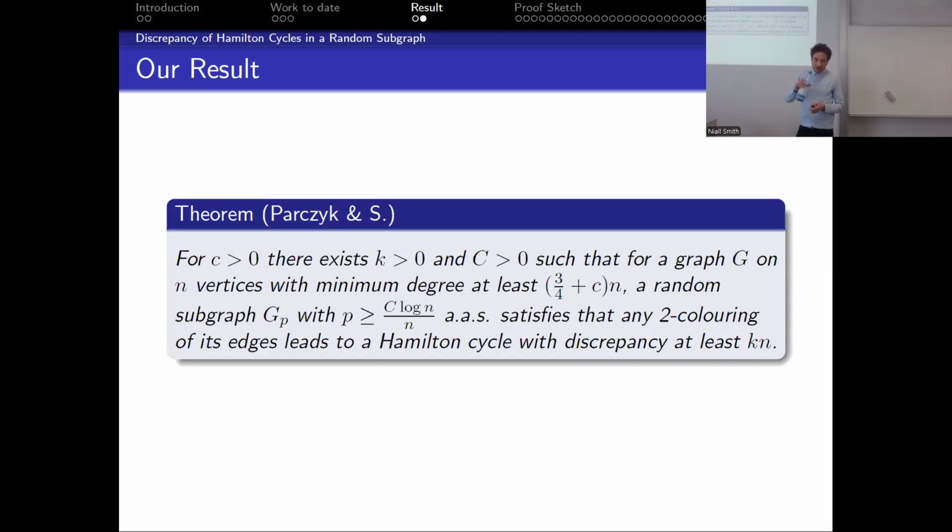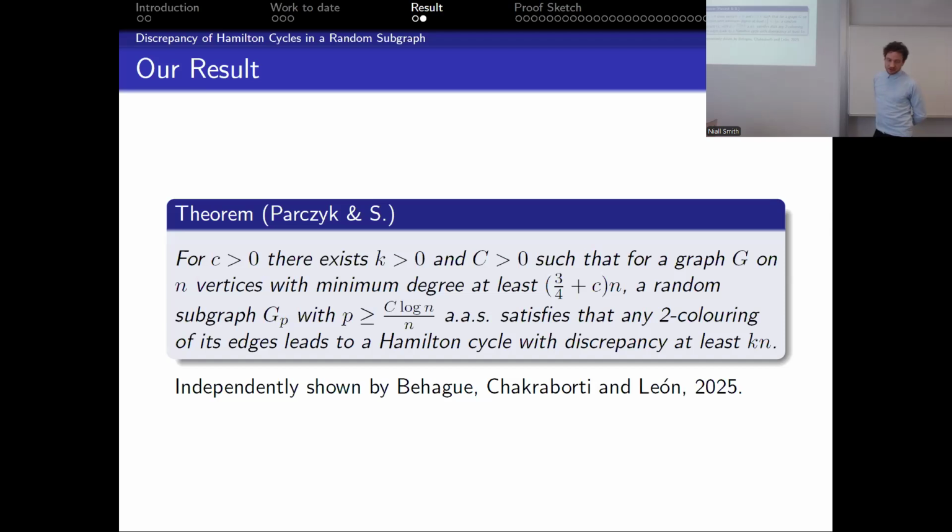Any questions so far? So here by the random subgraph, you mean like with probability p, you take the vertex and then you take a new subgraph, or what? So when I say a random subgraph, I mean you have this host graph with high minimum degree, and then each edge you take with probability p. Okay. Yeah.